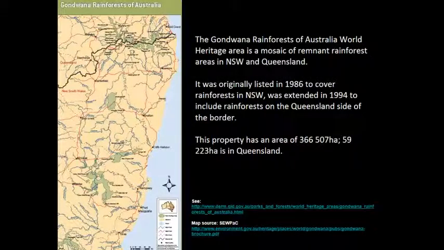So the Gondwana Rainforest of Australia is this. You can see basically the patches there from Port Macquarie. There's a series of basically the remnants of rainforests that haven't been cleared. And Gondwana, as you know, was the Great Southern Land, the supercontinent. So these patches are listed because they contain a lot of species traced back to Gondwana.